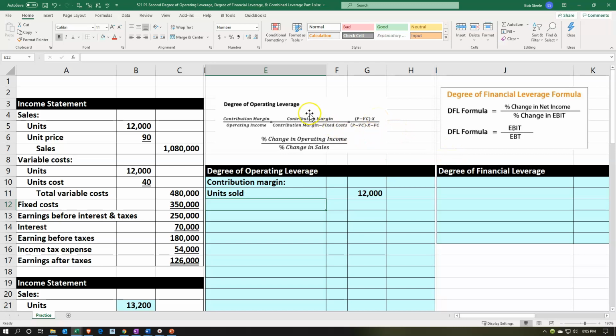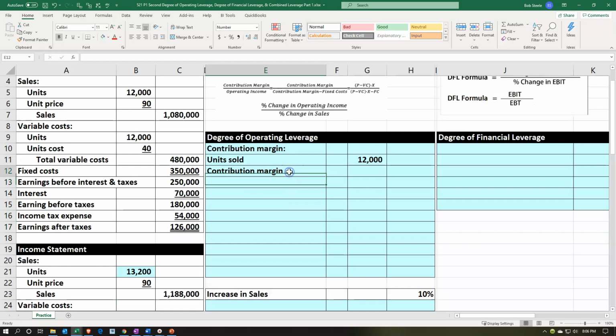Now we're going to calculate the contribution margin. And actually this is the contribution margin per unit, I should say. Contribution margin per unit as opposed to the contribution margin total, which is what we're going for overall. So I'm going to put another colon here to represent that we're going to have another kind of sub-calculation.